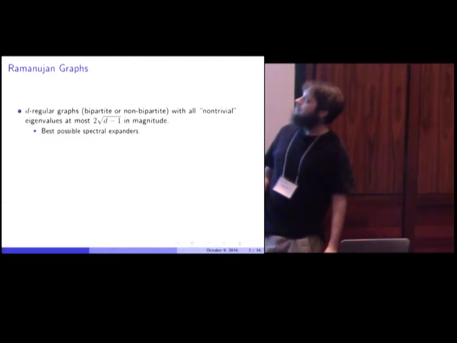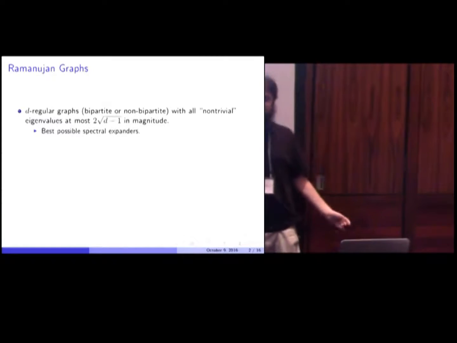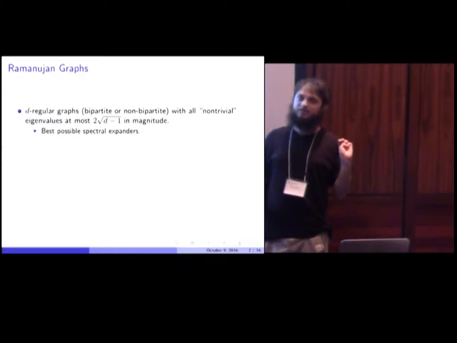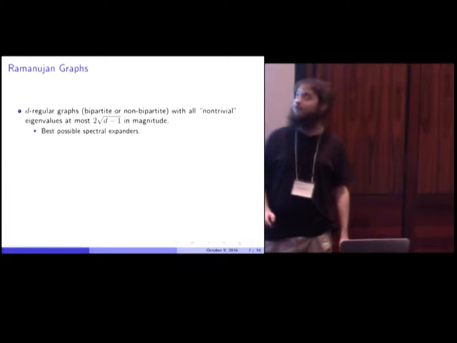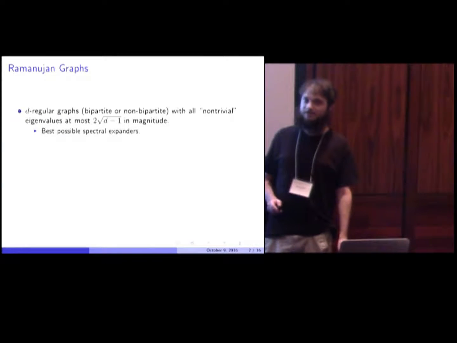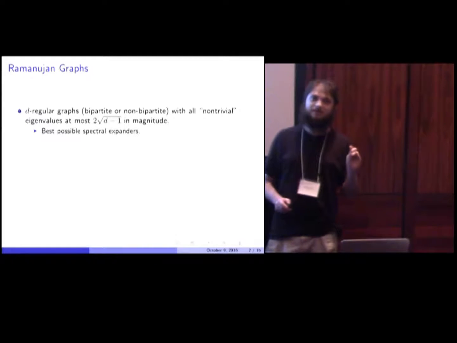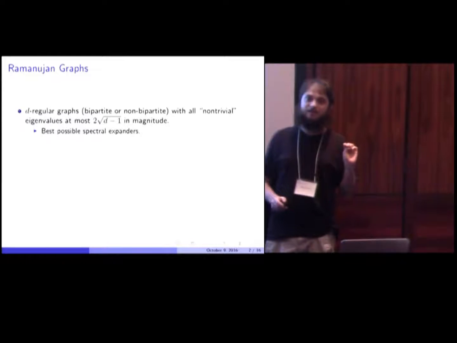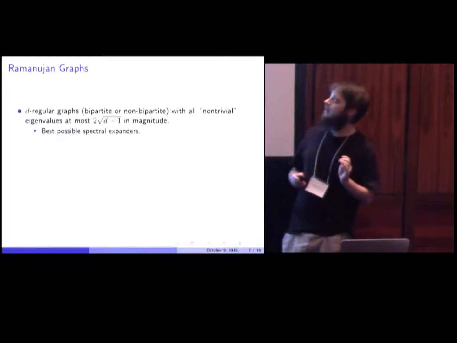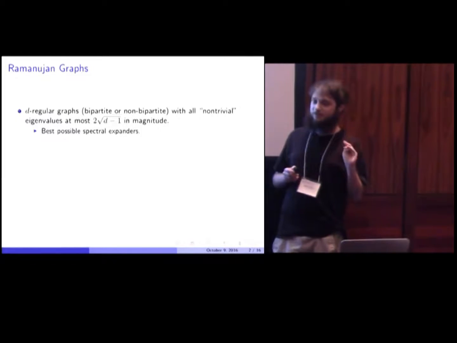The most classic version of Ramanujan graphs are d-regular graphs, and we look at two separate cases, bipartite graphs and non-bipartite graphs, in which all of the non-trivial eigenvalues are at most a certain threshold in magnitude. The definition of non-trivial is to exclude the eigenvalue containing the all ones vector for non-bipartite graphs, and for bipartite graphs there are two trivial eigenvalues to remove, which is the main difference. The threshold is 2 square root d minus 1.